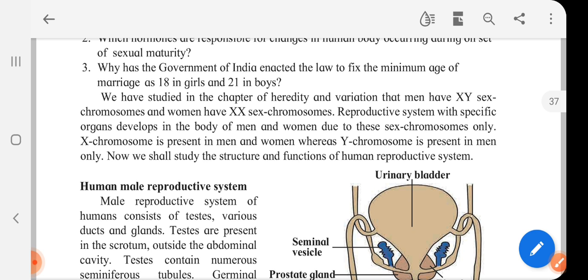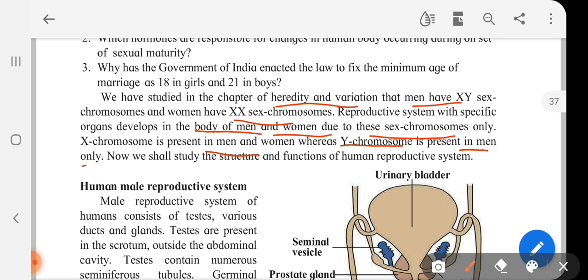So we have studied in the chapter of heredity and variation that men have XY sex chromosomes and women have XX sex chromosomes. The reproductive system with specific organs develops in the body of man and woman due to these sex chromosomes only. The X chromosome is present in men and women, whereas the Y chromosome is present in man only.